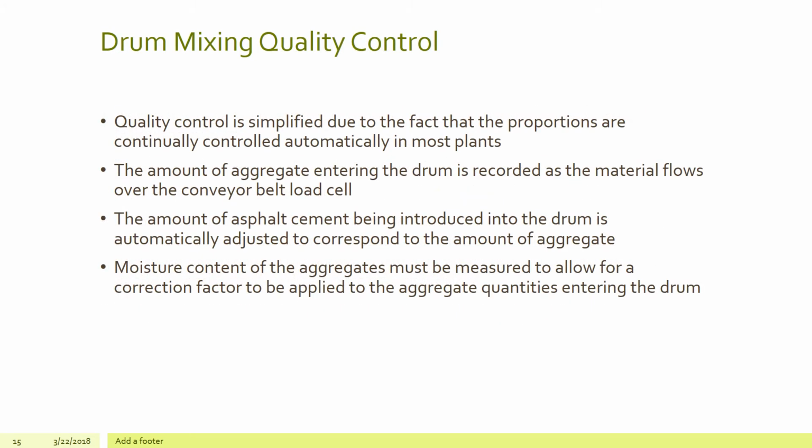Drum mixing quality control is simplified because the proportions are continually controlled automatically in most plants. The amount of aggregate entering the drum is recorded as the material flows over the conveyor belt and load cell. The amount of asphalt cement being introduced into the drum is automatically adjusted to correspond to the amount of aggregate. Moisture content of the aggregate must be measured to allow for a correction factor to be applied to the aggregate quantities entering the drum.